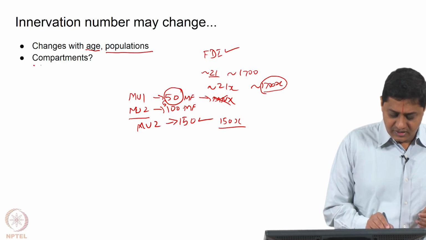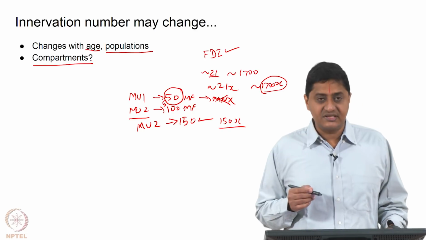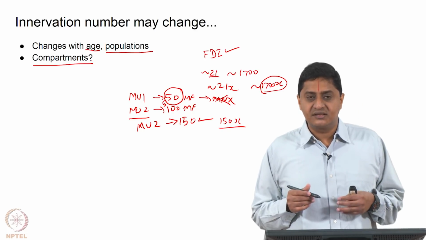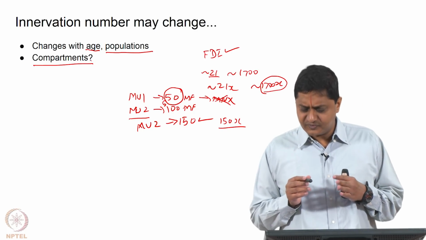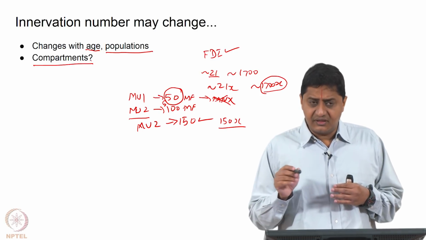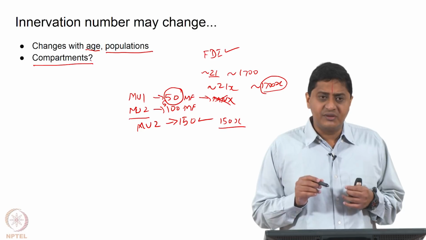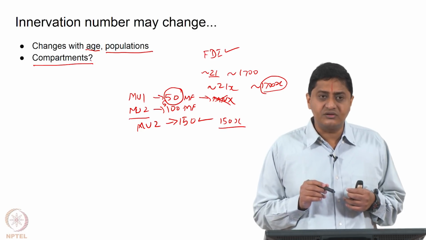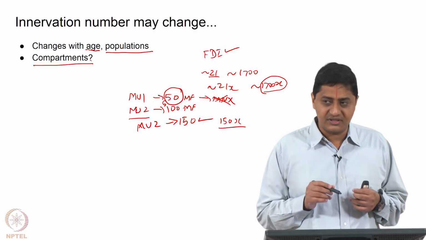And also what else happens is, I said earlier that in the usual case, different muscle fibers or neighboring muscle fibers need not belong to the same motor unit.